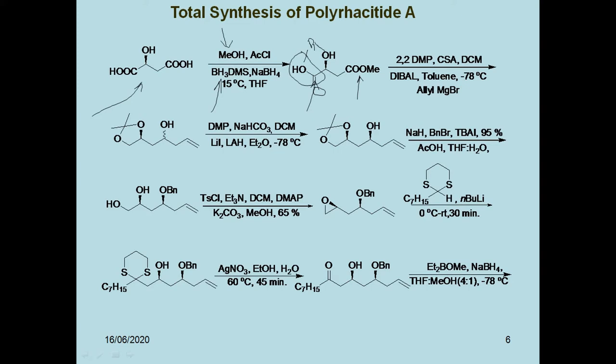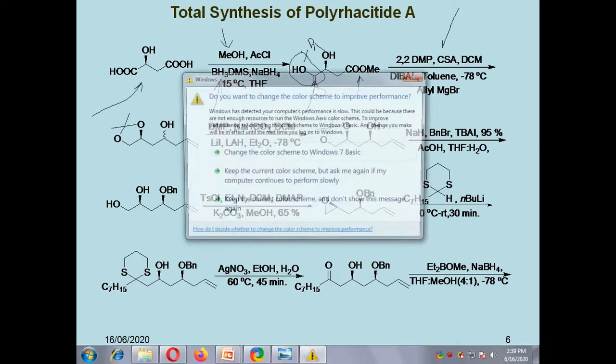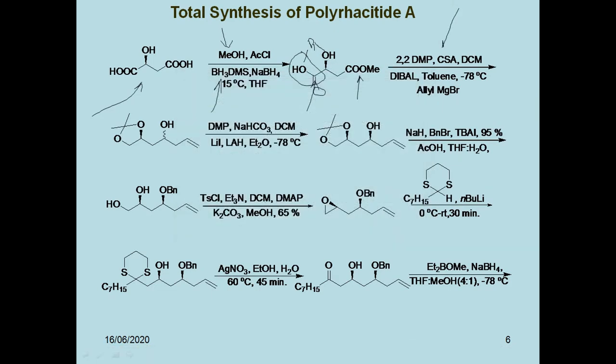So after getting this diol, what we are doing, we are treating the diol with 2,2-DMP. So under 2,2-DMP, CSA condition and DCM, generally diol will convert into acetonide. You see here, this is converted into acetonide in step 1. So in step 2, what we are doing is we are treating the compound with DIBAL. In general, if you take DIBAL in toluene, you will use one equivalent. So this ester is converted into aldehyde.